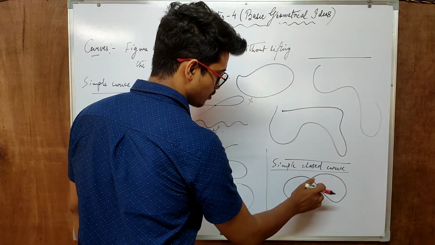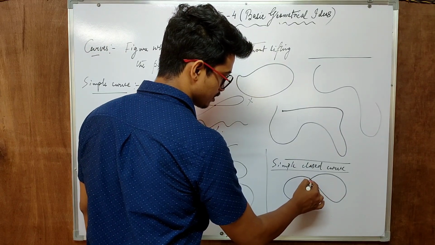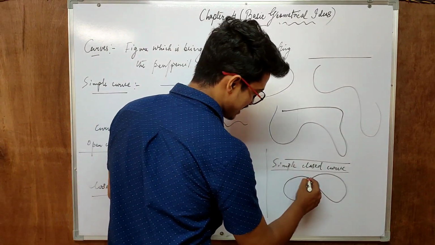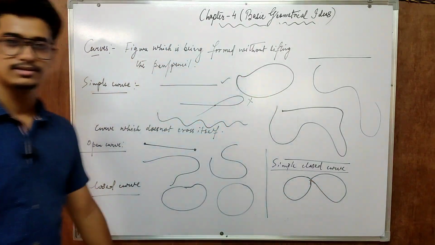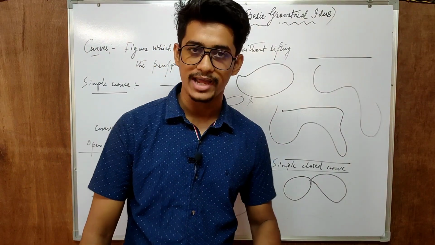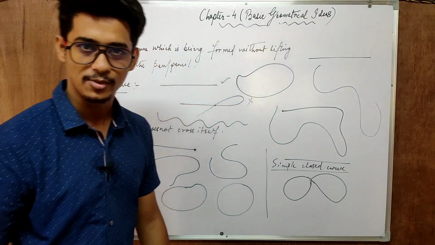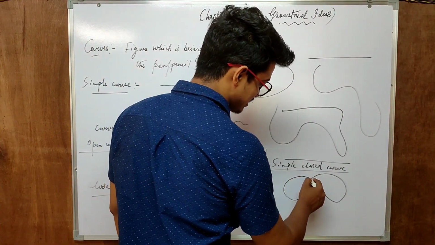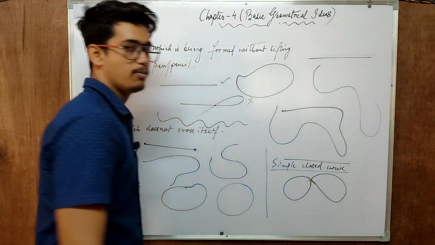So now this figure, which I just created, is what? This is an example of a closed curve, not a simple closed curve, because it is actually intersecting the curve at this particular point. But it is a closed curve. Why? Because the starting point and the ending point are the same, no problem, but it is not a simple closed curve. Why? Because it is actually intersecting at a particular point.